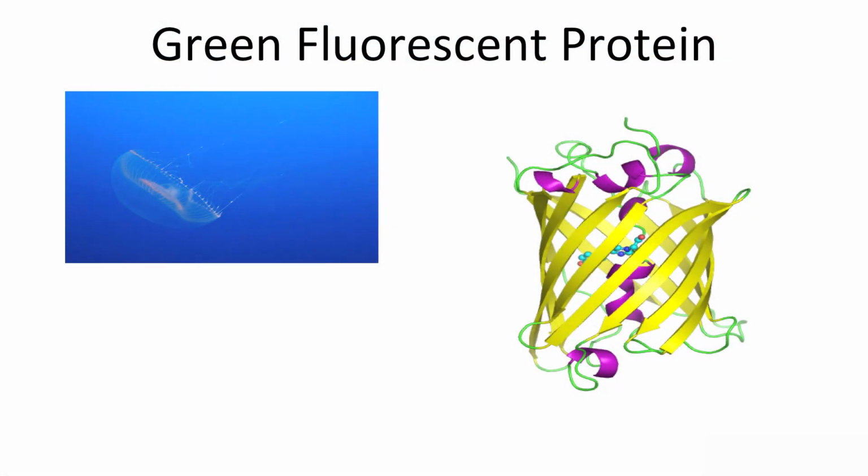Another common reporter is green fluorescent protein. This is a protein that jellyfish actually make. Can you see this little jellyfish here? Jellyfish can absorb certain wavelengths of light and then they fluoresce them back. Jellyfish actually do really interesting communication by flashing different wavelengths of light at each other. But green fluorescent protein is a really common transgenic reporter gene.